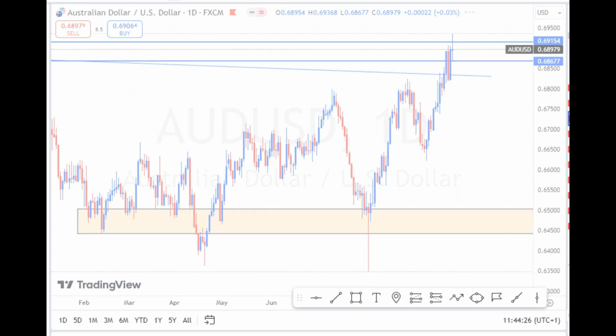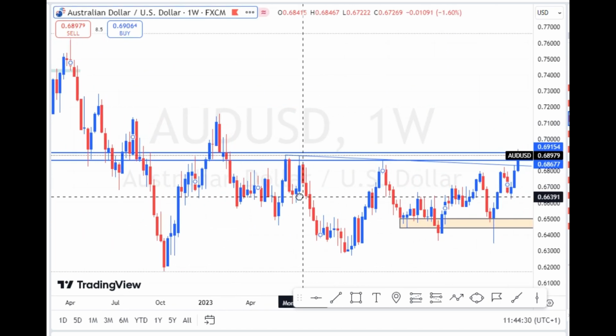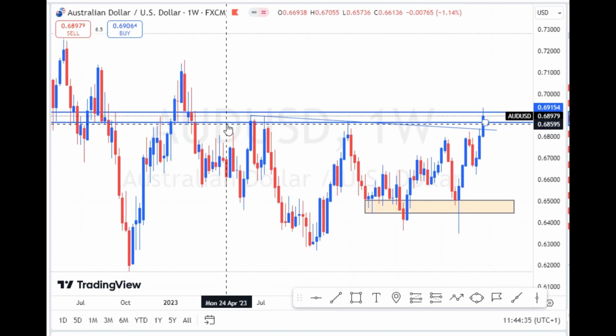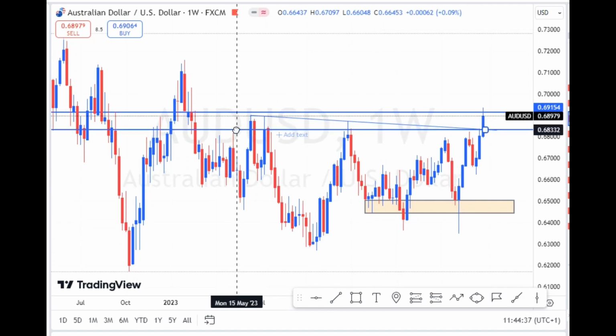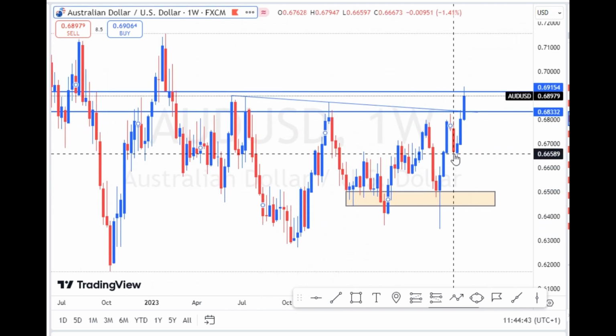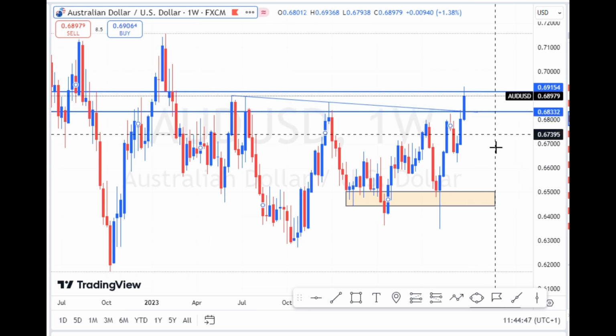So let's look at the weekly chart of the Australia USD. On my weekly chart, you can see that Australia USD is clearly in an uptrend structure, because we have a lower low and a higher low. So we're expecting the second leg of the higher low for price to continue to go up.